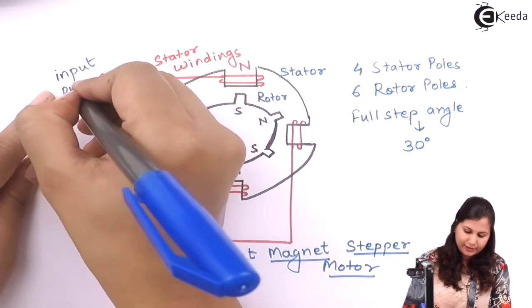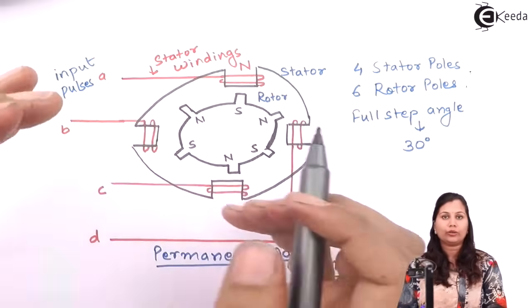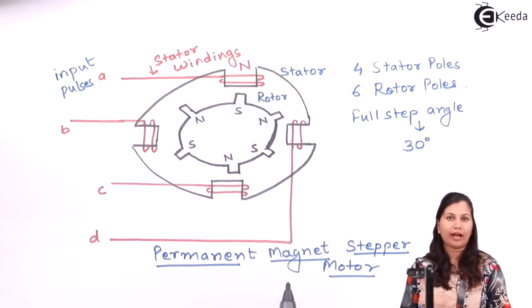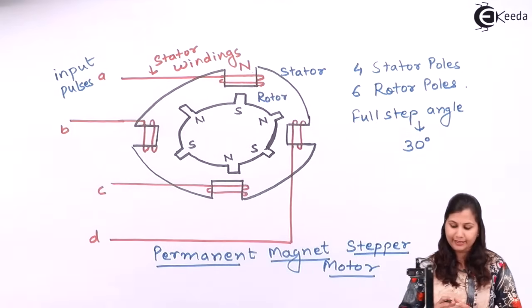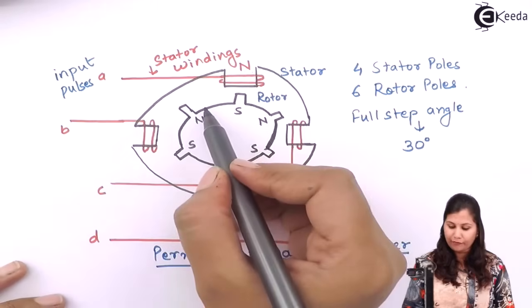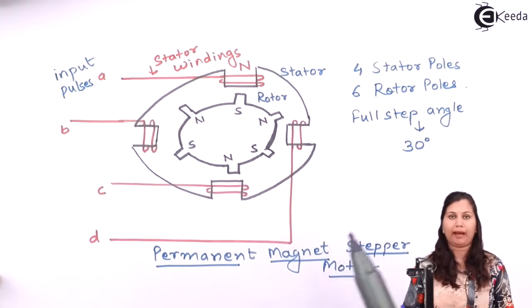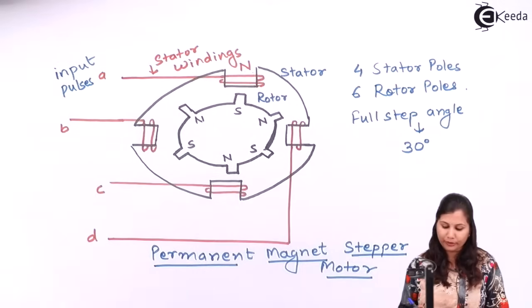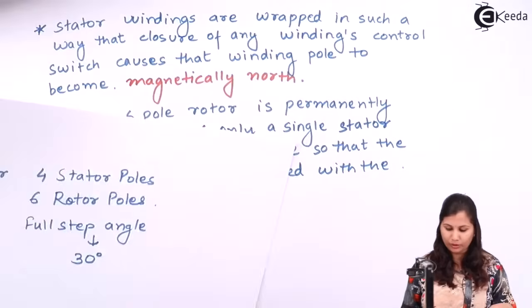So here we are giving the stator winding excitation as the input pulses. These input pulses cause the angular displacement of the shaft, or the output of the motor is the angular displacement of the shaft, and this angular displacement will be in steps. That is, for the first movement, it will move by a step angle of 30 degrees. So in this way, the permanent magnet stepper motors work.